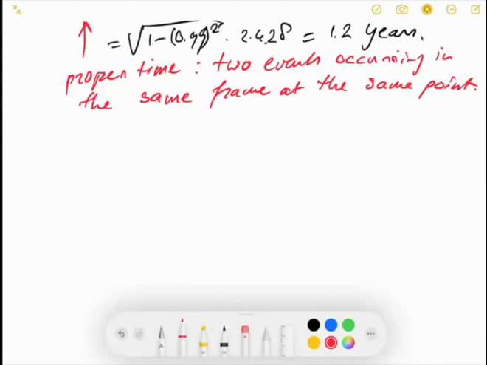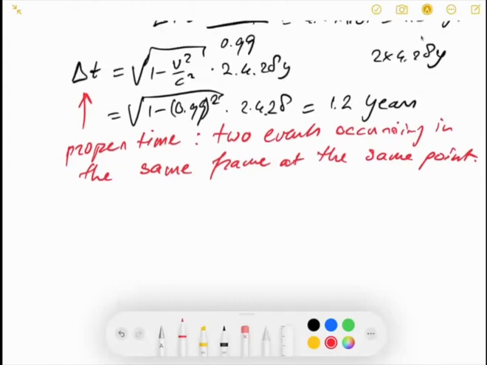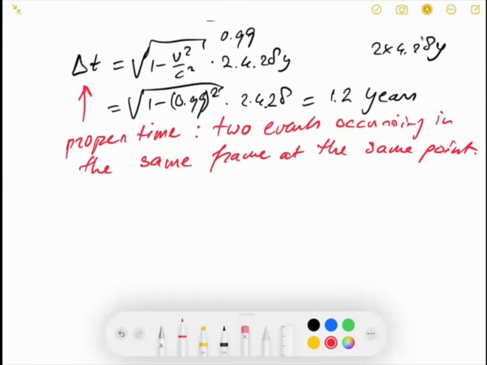Okay, now the other thing that's tricky about this is that the twins will disagree on how much time has passed, and in fact they would both be correct in saying, "I only aged by 1.2 years," and the other person says 2 times 4.28, let's call it 8.5 years. They're both right because they actually age that much. So nobody's particularly more right than the other.